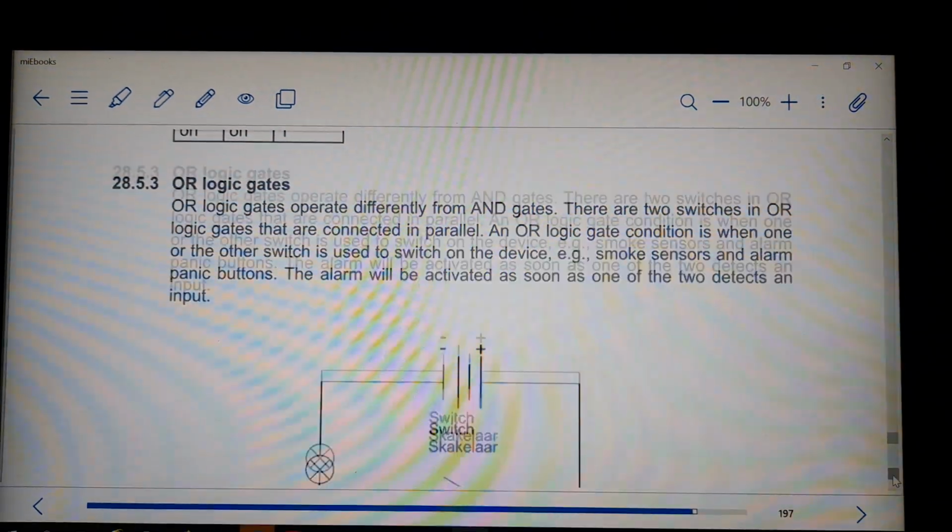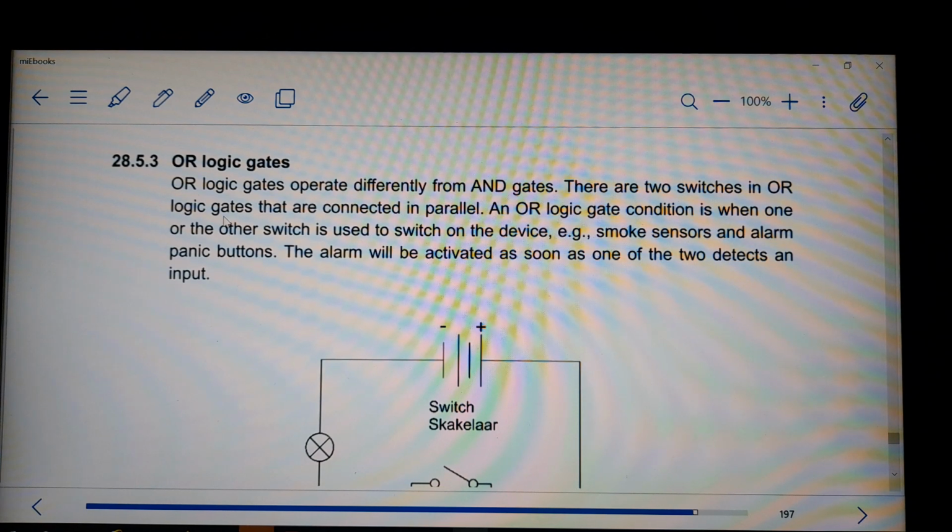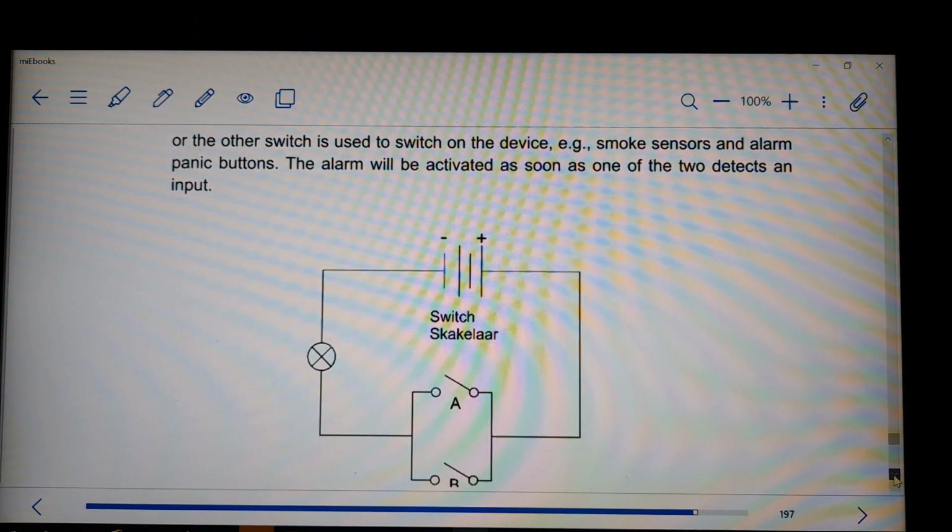Now we go and learn about the other gate, the second one, which is the OR gate. And think of the switches connected in parallel now. All gates operate differently. For OR gates, there are two switches or logic gates that are connected in parallel. An OR logic gate condition is when one switch or the other switch is used to switch on the device. For example, smoke sensors and alarm panic buttons. The alarm will be activated as soon as one of the two detects an input. So one of the two has to work.